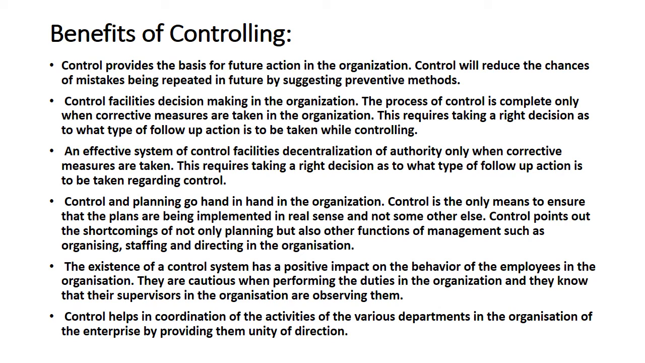Control and planning go hand in hand in the organization. Control is the only means to ensure that the plans are being implemented in real sense. The existence of a control system has a positive impact on the behavior of employees in the organization. They are cautious when performing their duties, and they know that their supervisors are observing them. So this creates a positive impact on the employees' behavior. That means they are being checked regularly. Controlling also helps in coordination of activities, and there will be unity of direction.